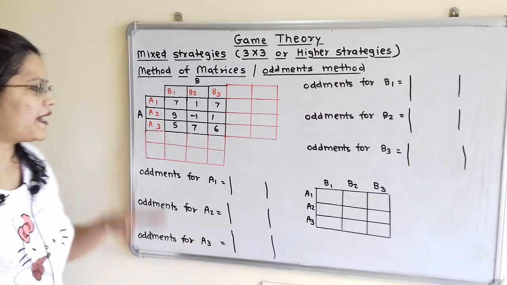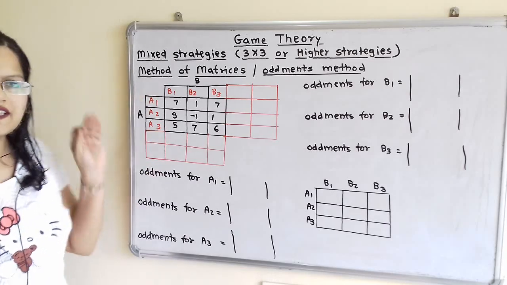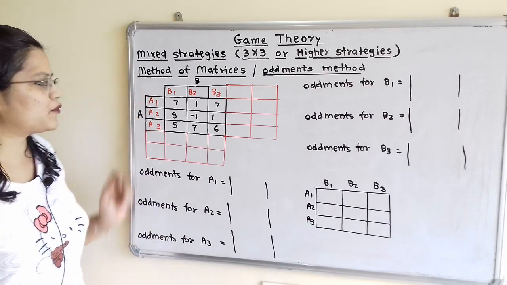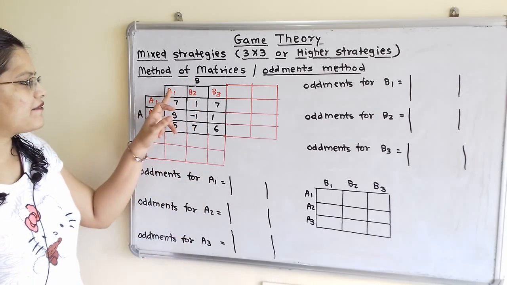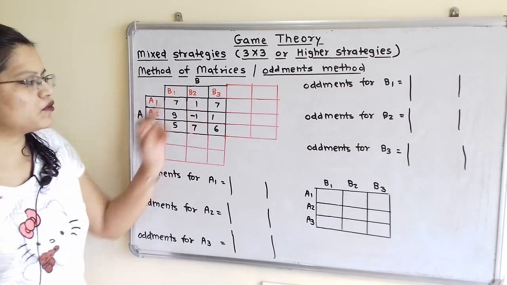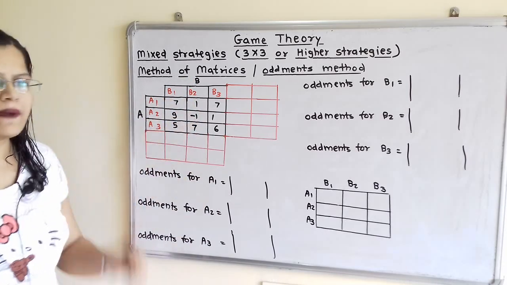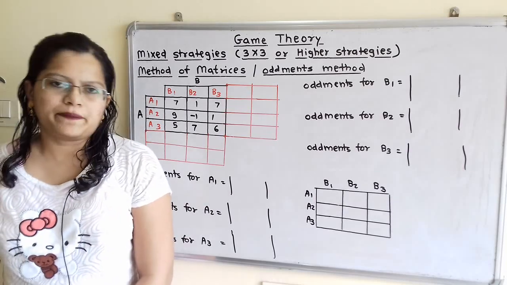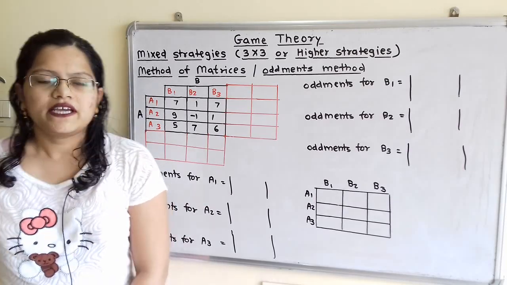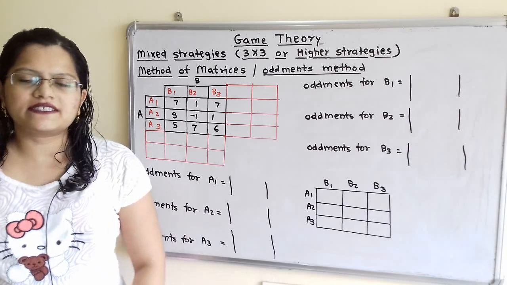First question: solve the game given by the following table. This is the given matrix where A has 3 strategies A1, A2, A3 and B has 3 strategies B1, B2, B3. So this is a 3 by 3 matrix. The first step is to look for a saddle point. In this given matrix, there is no saddle point.